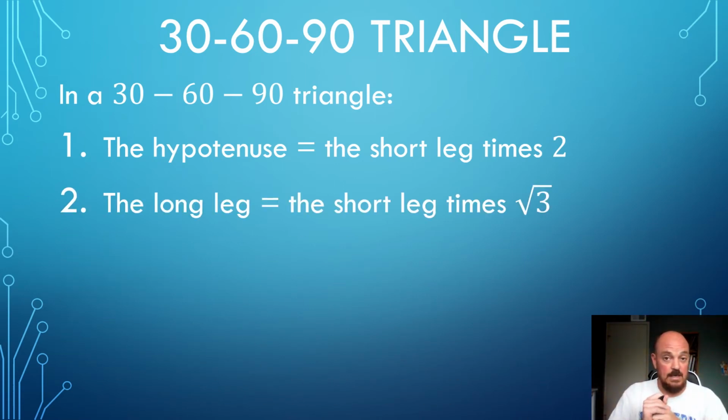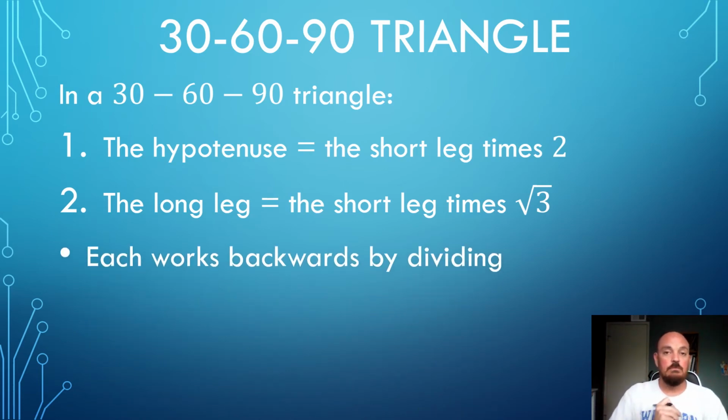The longer leg is the shorter leg times the square root of 3. So not the square root of 2. Square root of 2 is for 45, 45, 90. Square root of 3 is for the 30, 60, 90. Each one of these works backwards by dividing, just like 45, 45, 90.